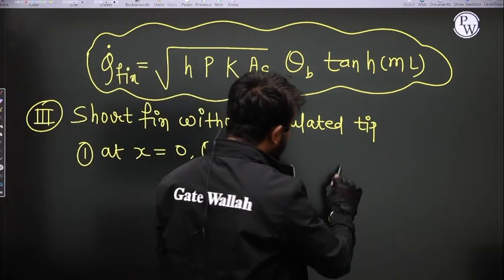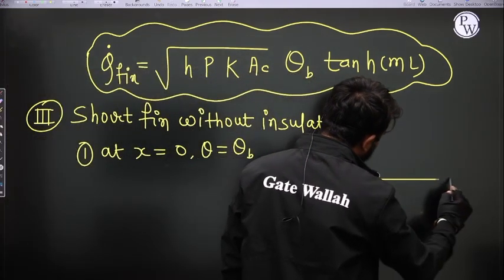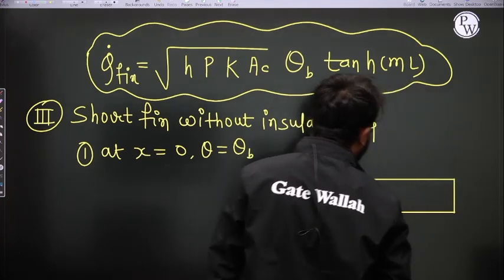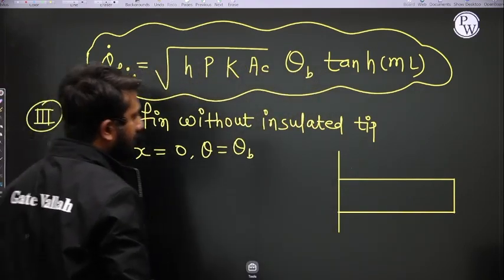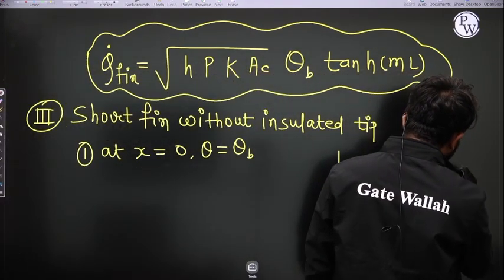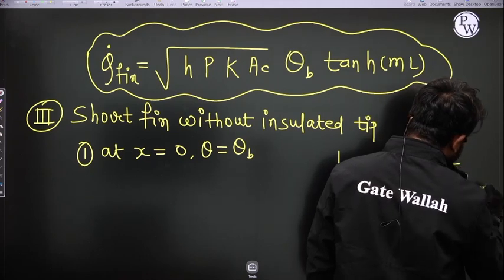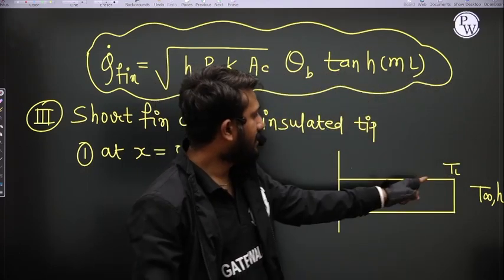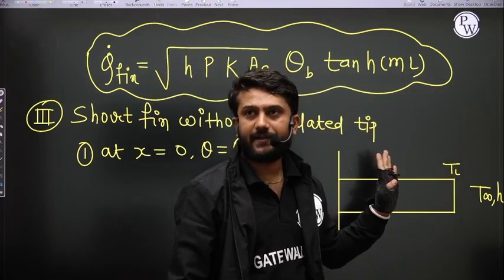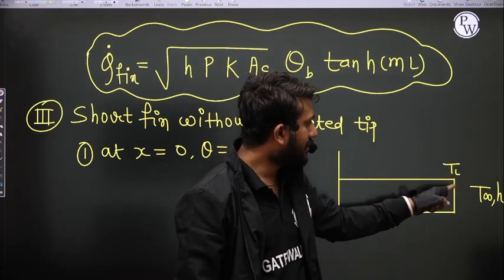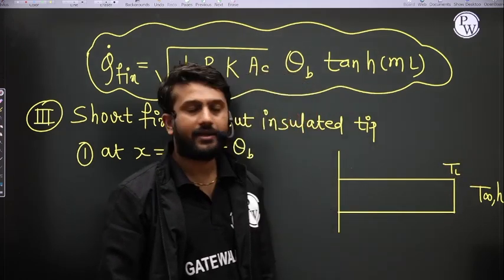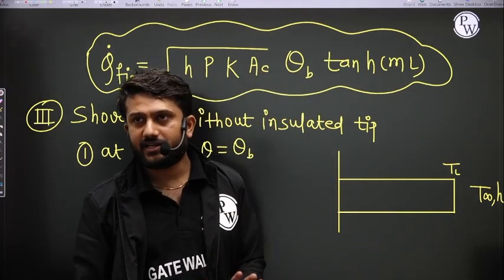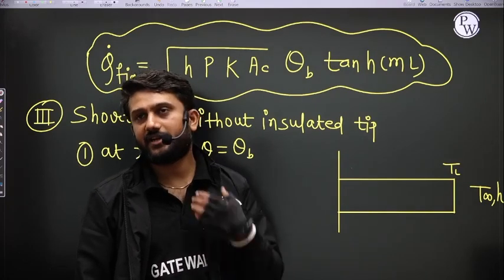And what is the second boundary condition? Now see here. At x is equal to L, the fin temperature is T_L, the ambient temperature is T infinity, and the convective heat transfer coefficient is h, we already know, right? At x is equal to L, the T is equal to T_L. So this tip is non-insulated. That means the rate of heat transfer occurs from this tip.